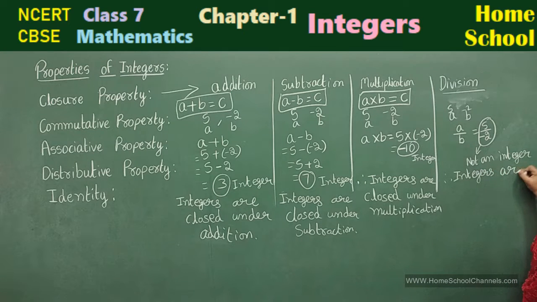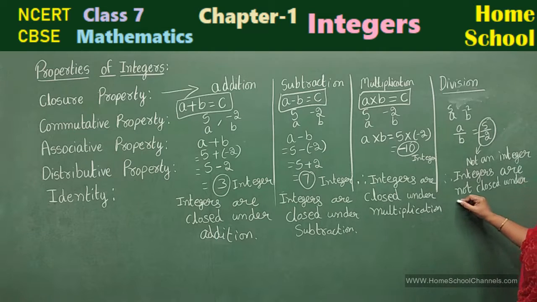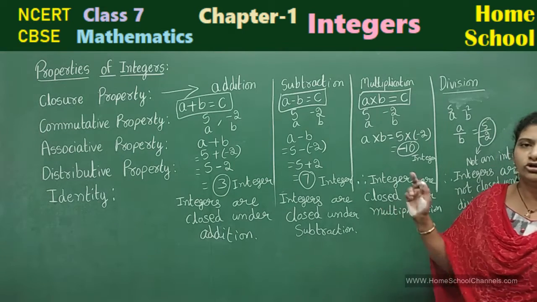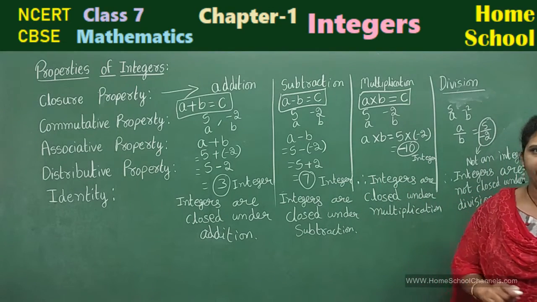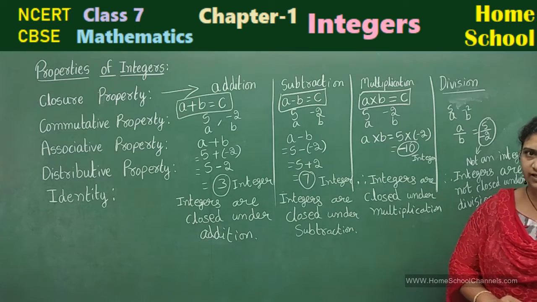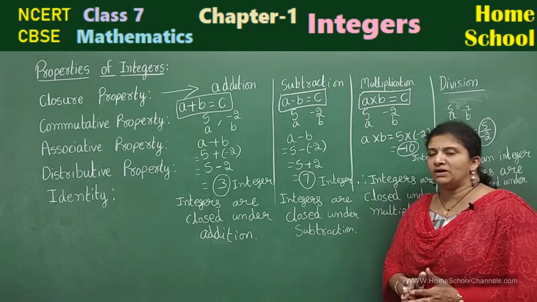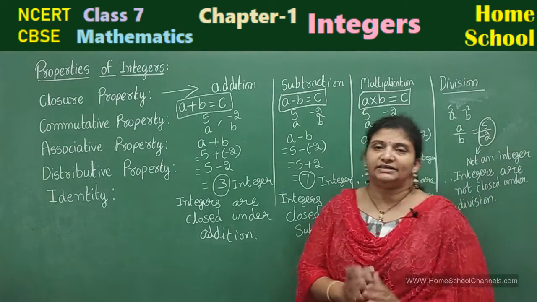Integers are not closed under division. Closure is true for only addition, subtraction and multiplication. Okay, is this clear? Now once again you need to remember, what is a closure property under addition if I ask?